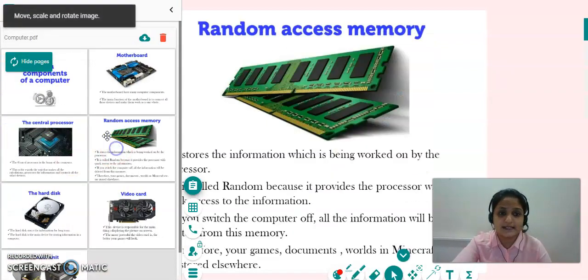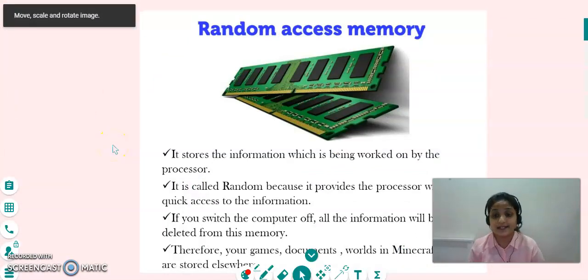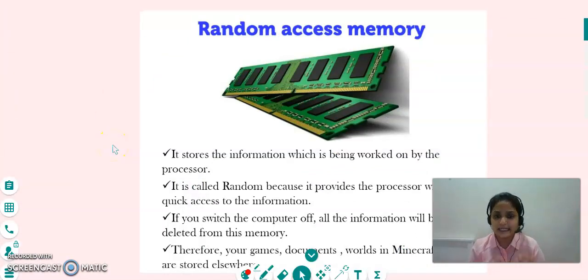The third one we are going to learn about is the random access memory. It is the device which is worked on by the processor. It is known as random because it has direct access with the processor. If you are writing a Word document, playing a game, or working on some Photoshop application, and suddenly you switch off the computer or lose power, what happens? All the data will be lost. That is because you are working with the random access memory.